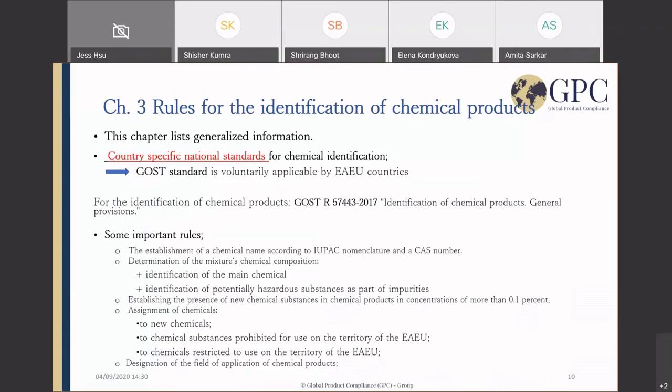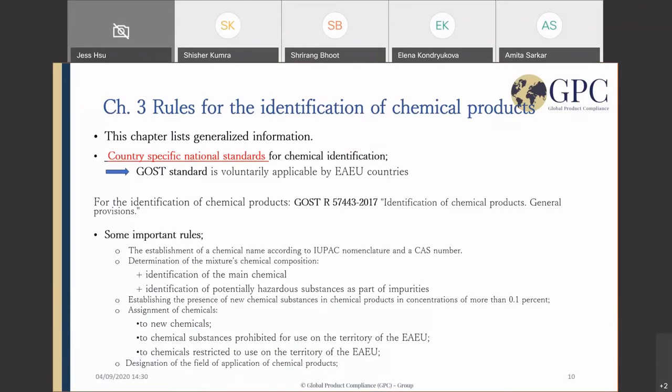So, looking more closely at chapter 3 on rules for the identification of chemical products, it is generalized information, and what is important to remember is that there are country-specific national standards for identification of chemical products. And they are called GOST. GOST is a standard that is voluntarily applicable on the territory of EU countries.